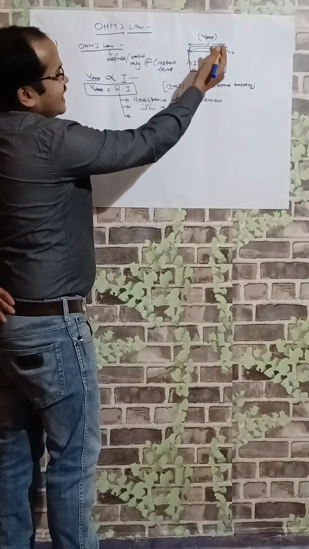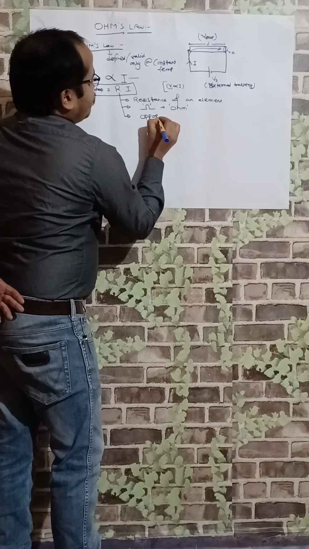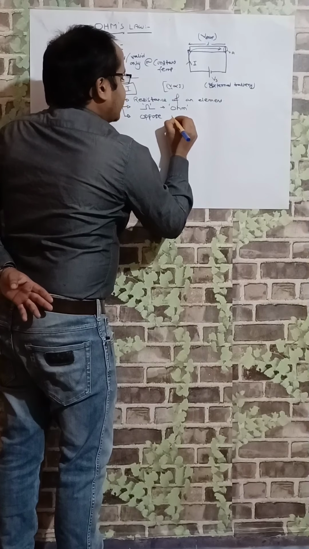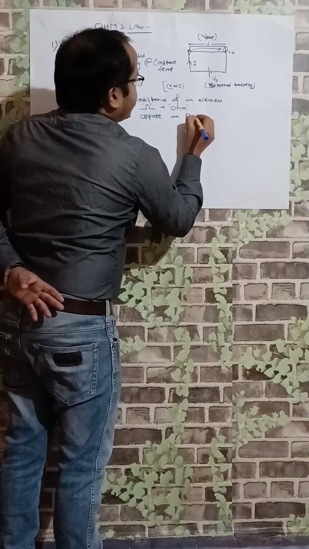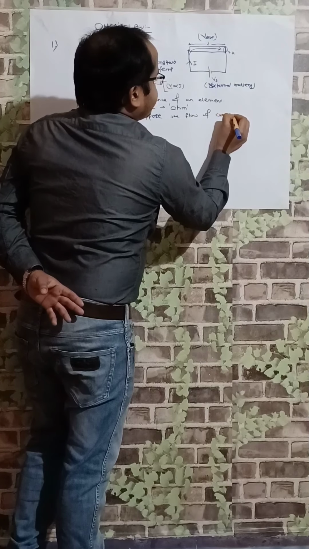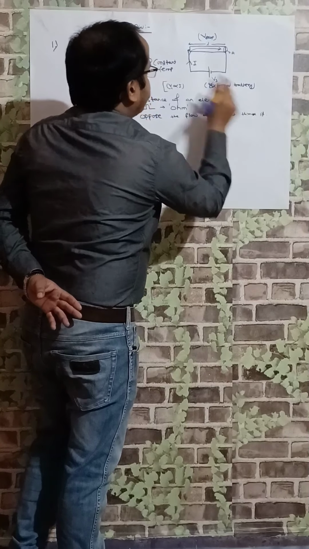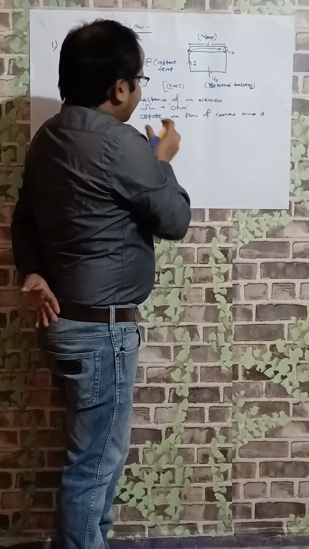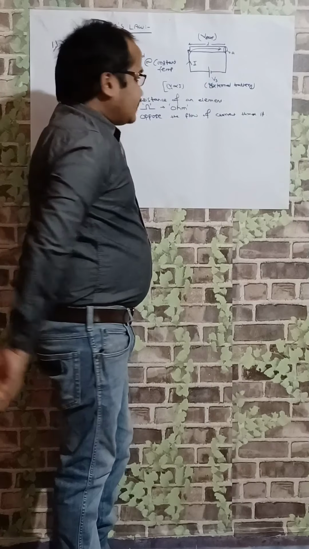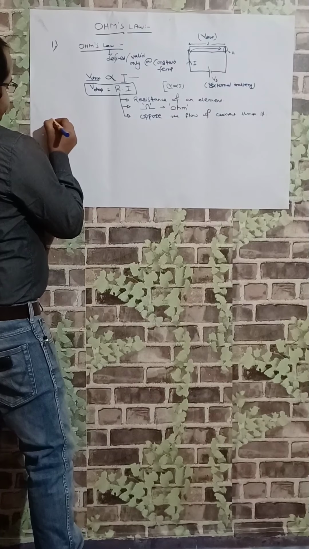So it is a type of opposing nature. It is a property to oppose the flow of current through it. So this is resistance. That is all about resistance. Now let us see the second form.